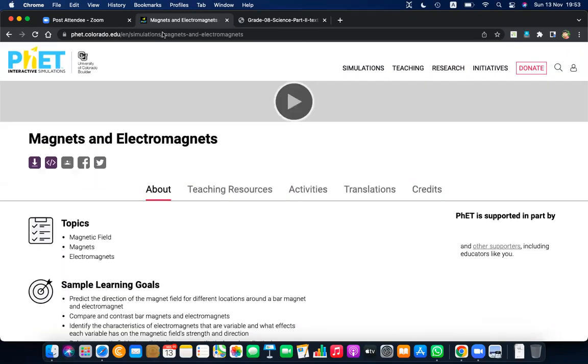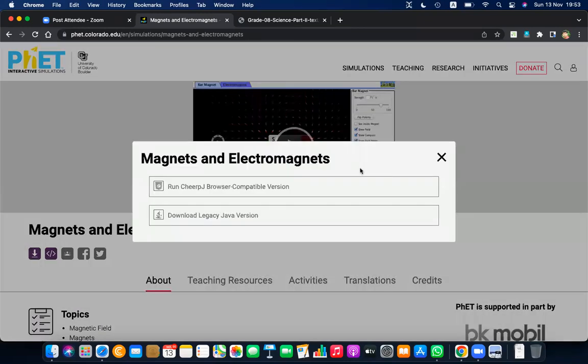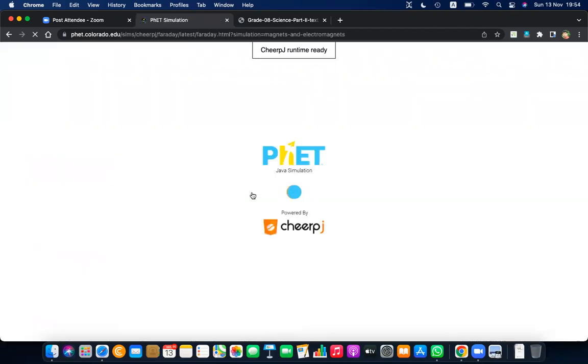You can go to the same site that we experimented with earlier. This shows magnets and electromagnets. But this one is just about magnets, it seems. Let's see.